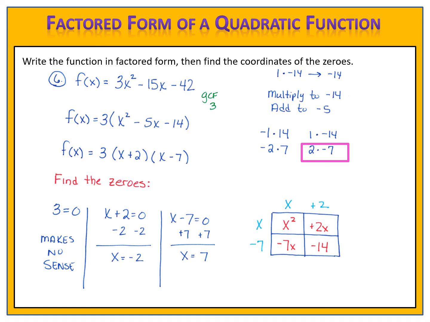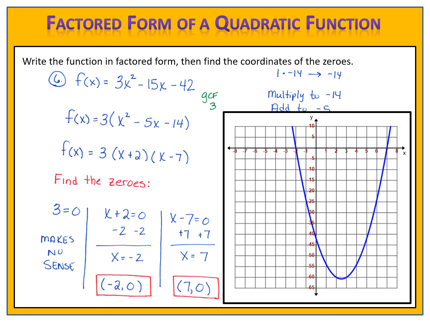So therefore we have two zeros in this function, one of them at (-2, 0), and one of them at (7, 0). As always, we can compare this with a graph. If we look at the graph of the function, we notice that sure enough we have a zero at (-2, 0) and a zero at (7, 0).